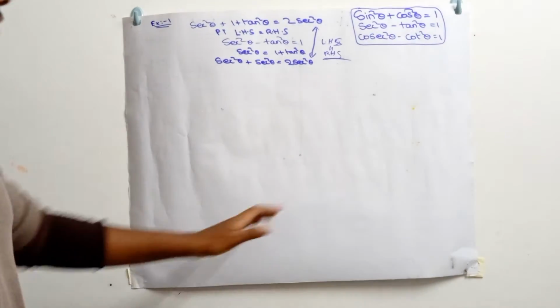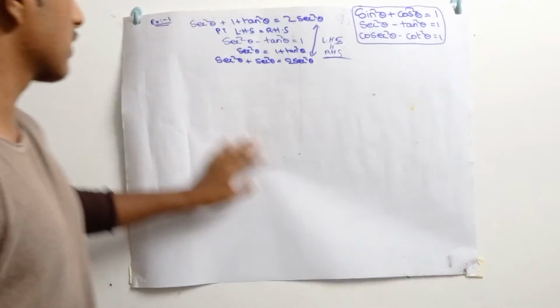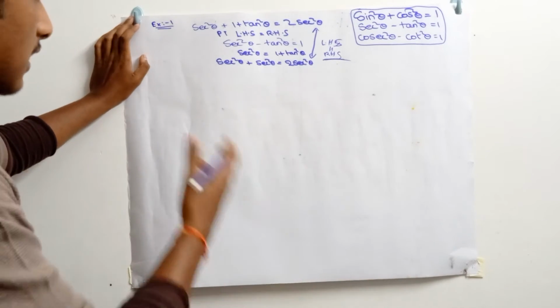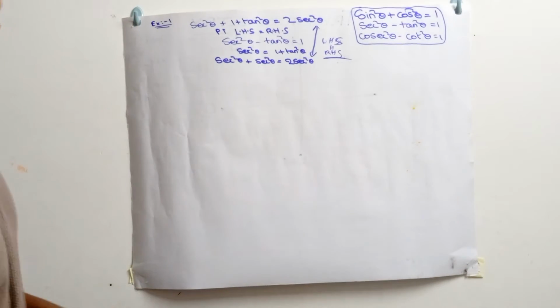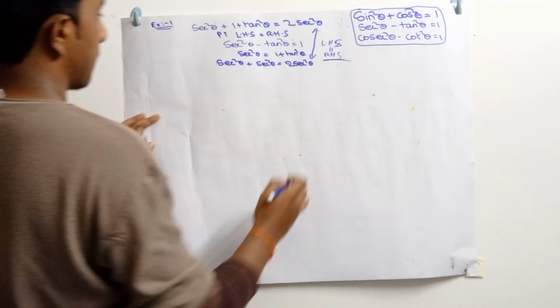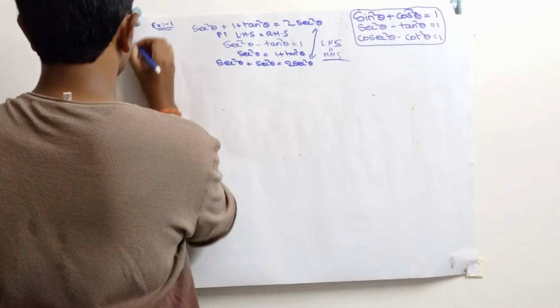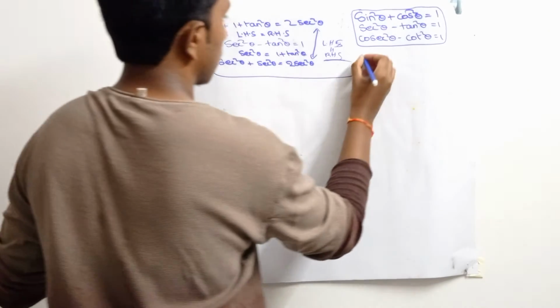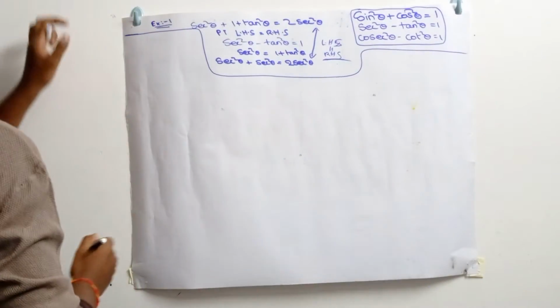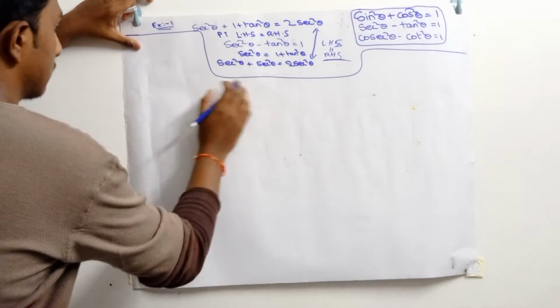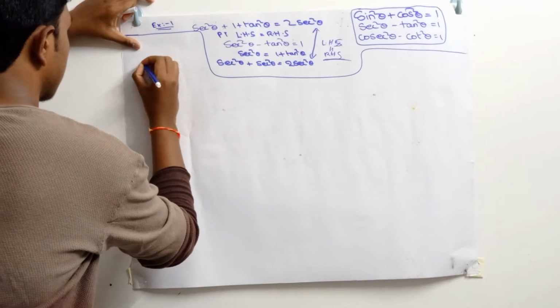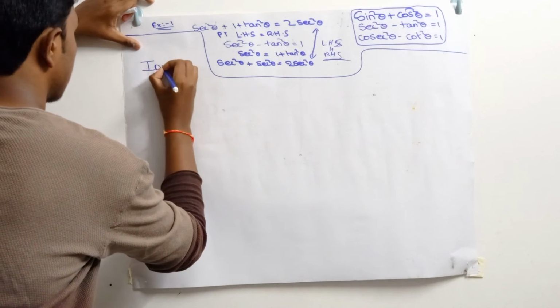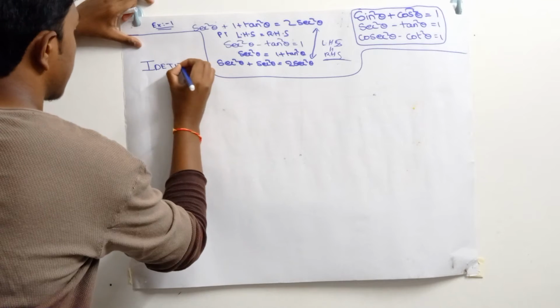So when I do some small examples, you can know the value of these identities. That's why I have done this example. Now we'll continue with the identities again.